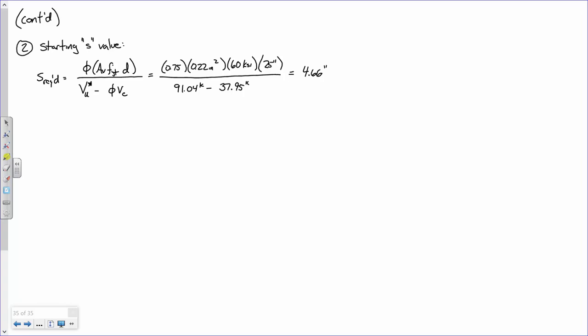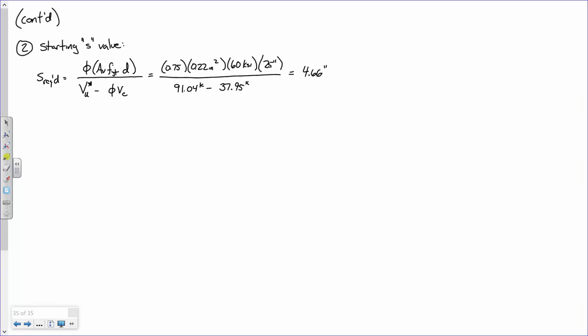Now let's use some common sense here. Are you going to go to a contractor or somebody tying rebar and say, I want you to space these rebar out at 4.66 inches? No. What should I do? Okay, everybody, this conversation here is exactly right. You round it down. You don't round it up, okay?